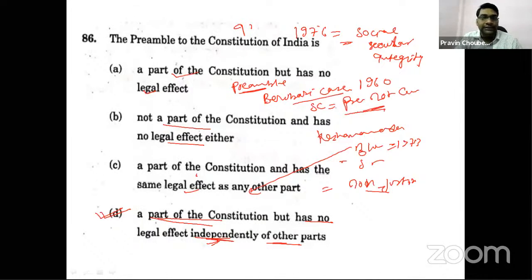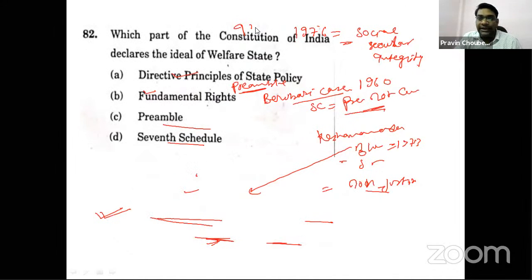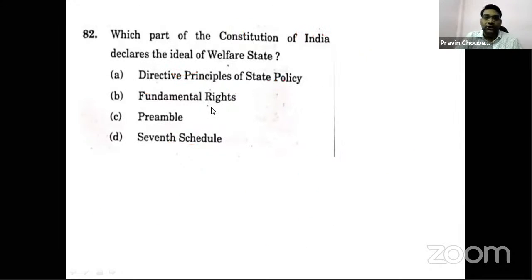Okay, so the correct answer will be D. Now question number 88 of set C. Which part of the Constitution of India declares an ideal welfare state?